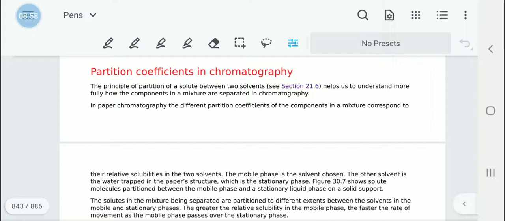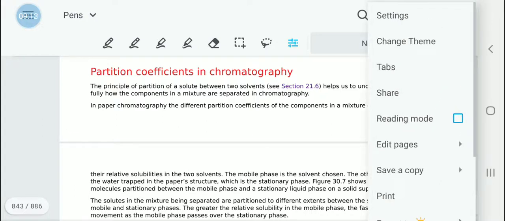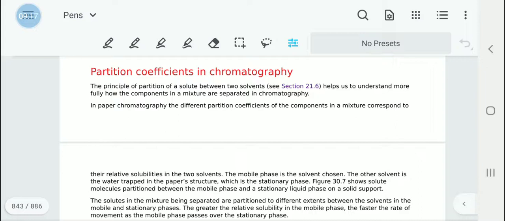So we know that the mobile phase is the solvent that we choose. The other solvent is water trapped in paper structure. Then obviously that is the stationary phase. We have discussed that. Solvent is the mobile phase, then water is going to be the stationary phase. Where is this water? Water is trapped between the cellulose molecules in the paper.